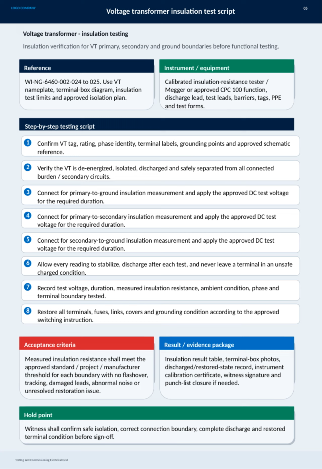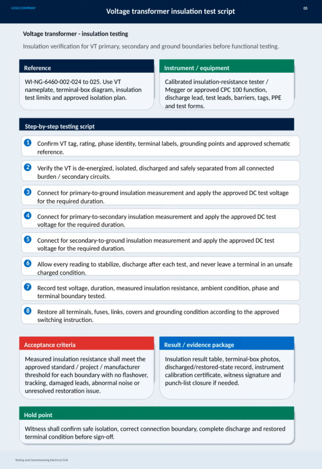The testing process involves several steps. Confirm the VT's identification and approvals, ensure it is de-energized and isolated, then measure insulation resistance between primary to ground, primary to secondary, and secondary to ground by applying approved DC test voltages for specified durations. It's essential to allow readings to stabilize, discharge after each test, and never leave terminals charged. All test details, voltage, duration, measured resistance, ambient conditions, phase, and terminal boundary, must be recorded precisely. After testing, restore terminals, fuses, covers, and grounding according to switching instructions.